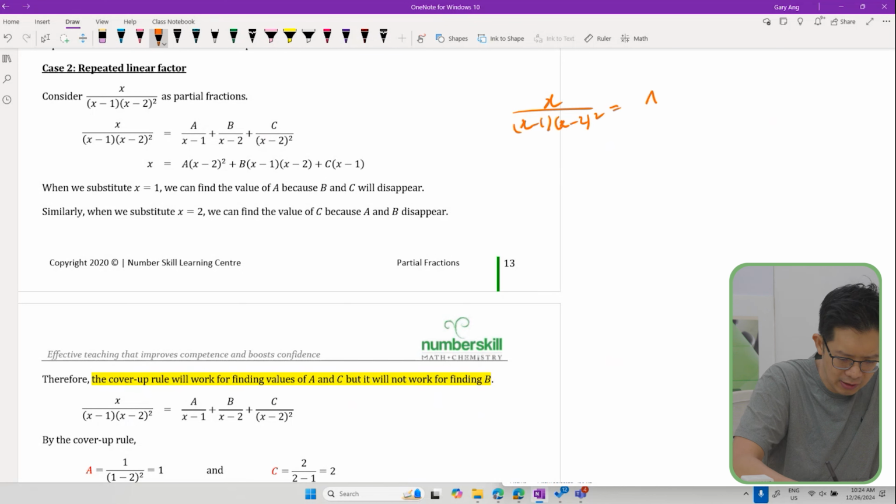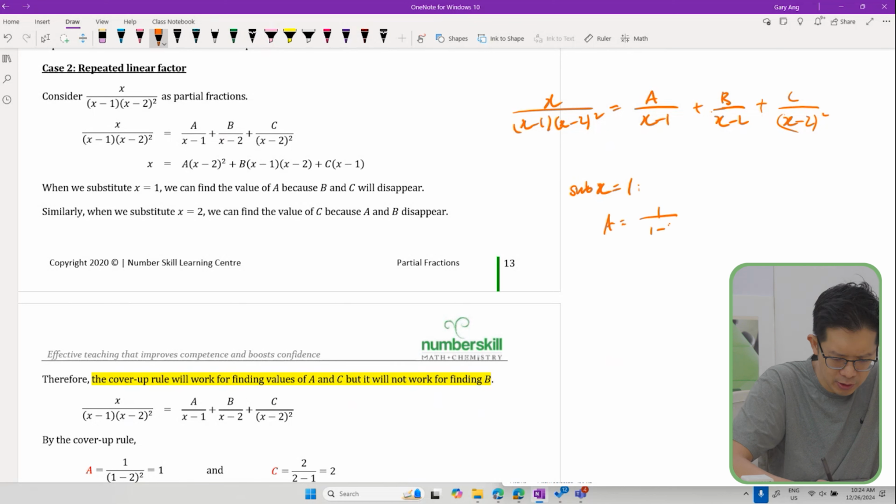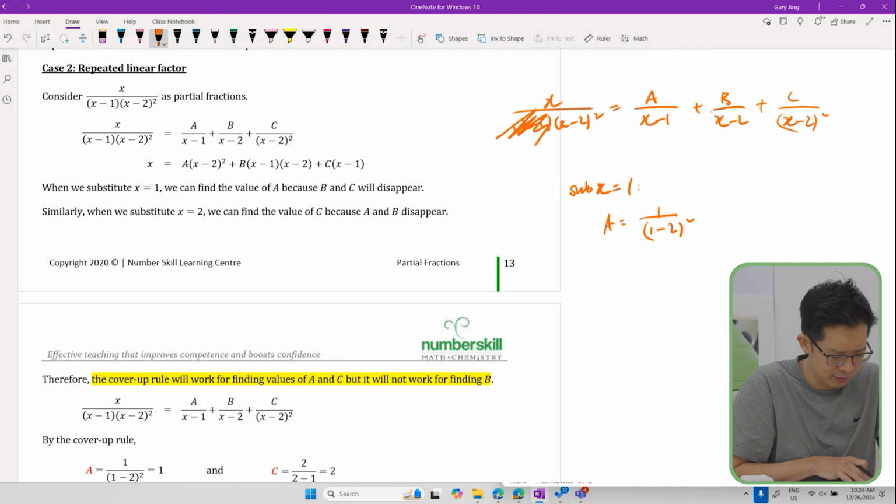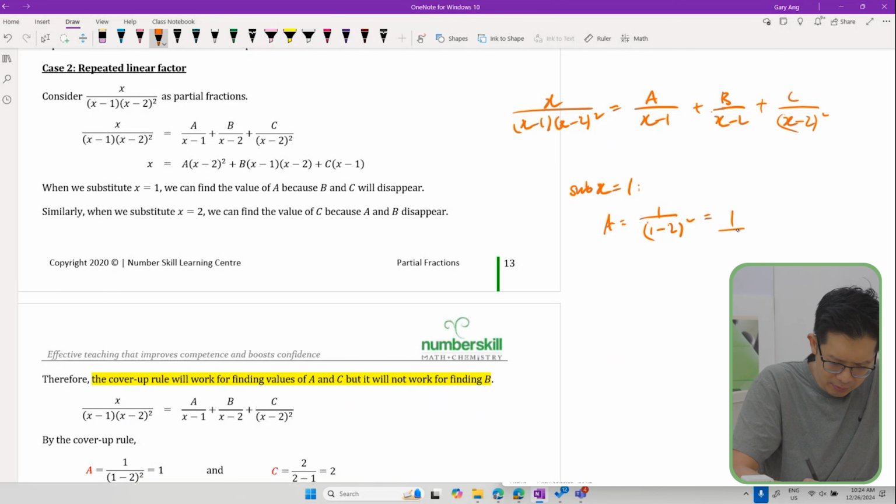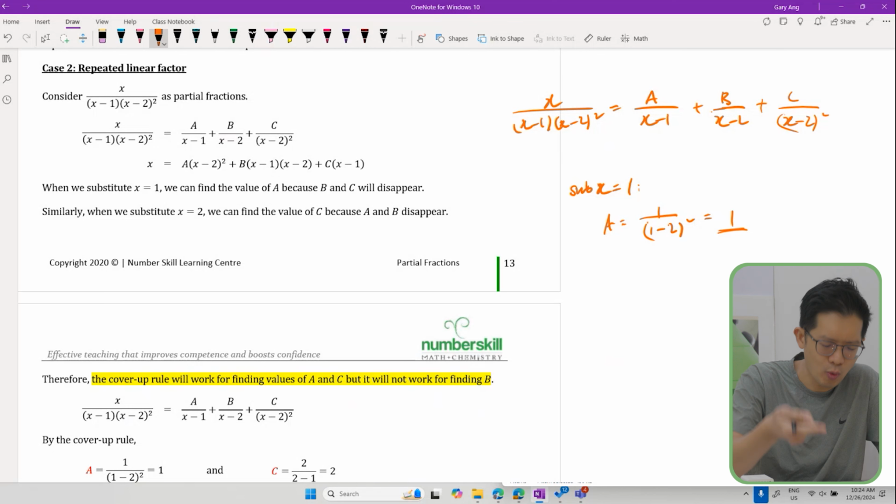So we have A over x minus 1, we have B over x minus 2, and we have C over x minus 2 squared. Now, knowing the carve-out rule allows me to find A. So I'll substitute x equals 1, and A will be equal to 1 over 1 minus 2 squared. Of course, the term carve-out means we have carved out that offensive number called 0. In this case, I'm going to get 1, because the denominator is 1 minus 2, which is negative 1, squared. You're going to get 1. You get the idea. That's it, we're done. A.